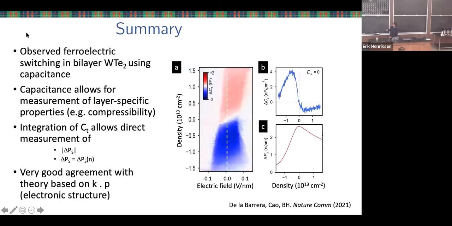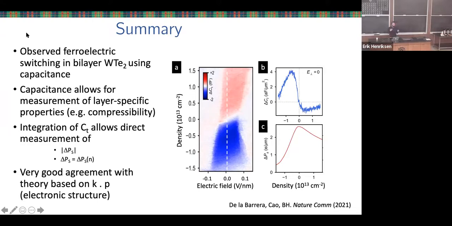Okay, let me finish up here. So we basically observed ferroelectric switching in this material bilayer WTe2 using capacitance. And what capacitance allows you to do is to measure layer specific properties, namely the compressibility. So you can say, this is what the compressibility is in this layer. And then using those measurements, you can integrate them and you can deduce what the polarization is in real units of polarization. And our measurements seem to be in pretty good agreement with theory based on k dot p.